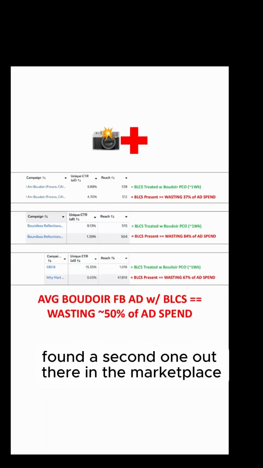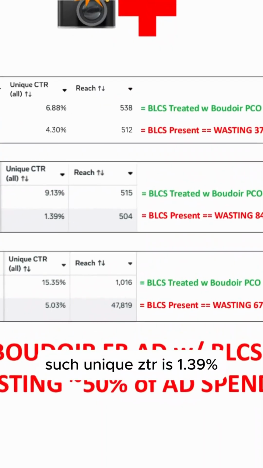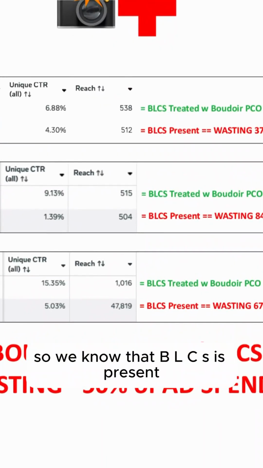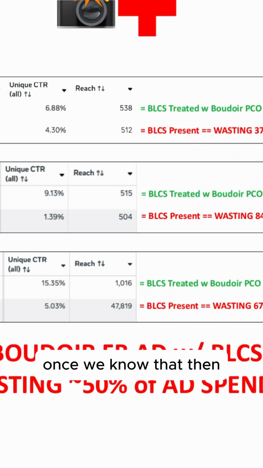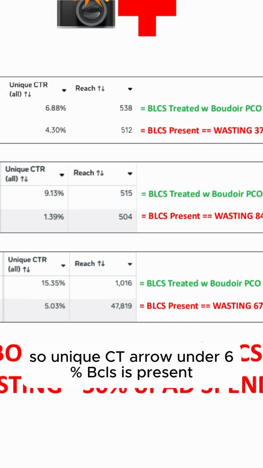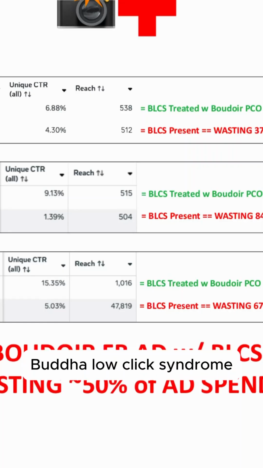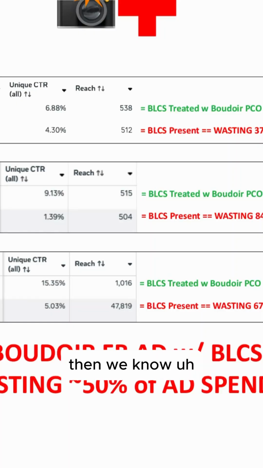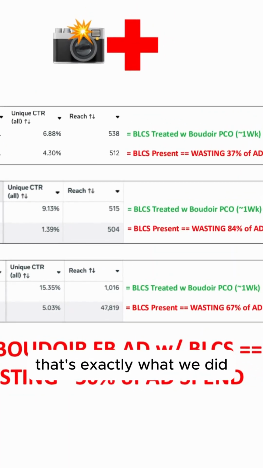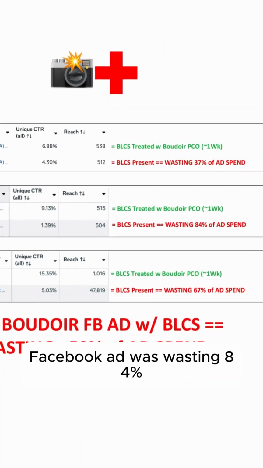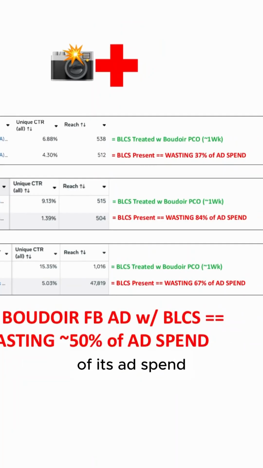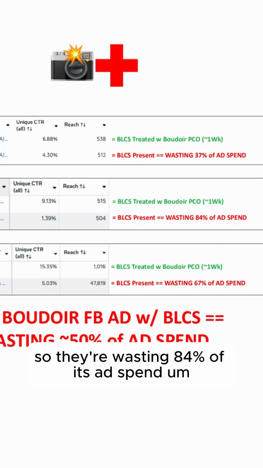In the second part of my residency, I found a second one out there in the marketplace. Its unique CTR was 1.39%. So we know that BLCS is present. Unique CTR under 6%, BLCS is present, boudoir low click syndrome. Then we know we can treat it with boudoir Pico. So again, that's exactly what we did. Treated with boudoir Pico, got our unique CTR up to 9.13%. So we found out the original boudoir Facebook ad was wasting 84% of its ad spend. So literally wasting 84% of its ad spend.